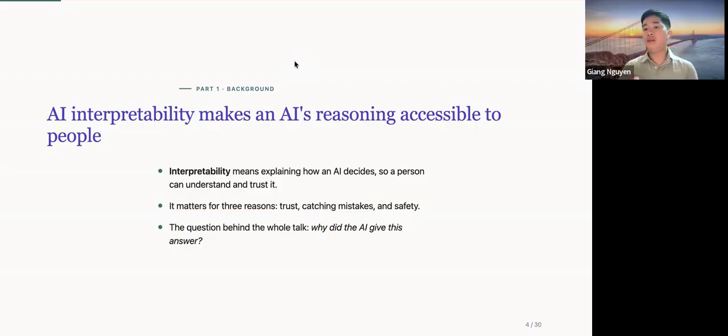But why do we even care about model interpretability or model explanation? For 3 reasons, I argue. The first one is we want to trust AI models. We want to catch their mistakes. And finally, we want the models we are using to be safe. The question I want you to hold for the whole talk is, when an AI gives us an answer, can we tell why? Okay.